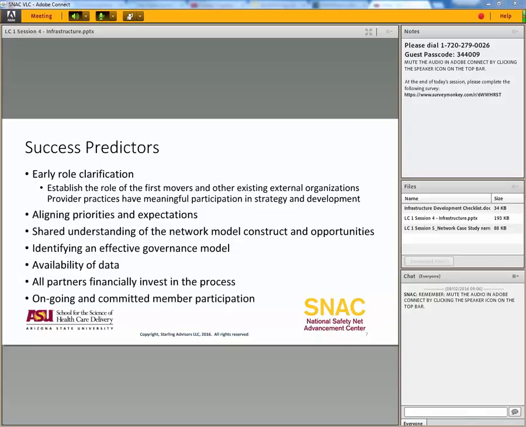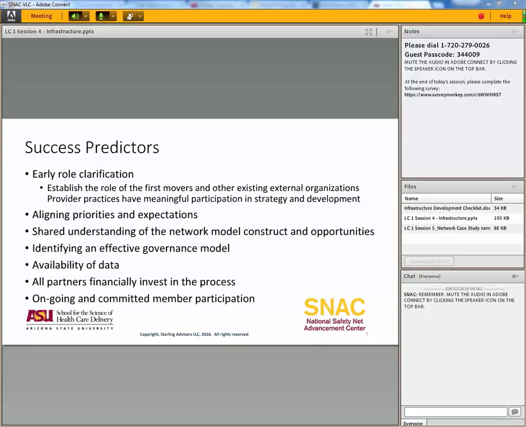A couple of things, again, really start to set the stage for today's conversation. There are a lot of things that can help be predictive of whether your network development activities are going to be successful, and I'm going to walk through each of these and give some examples. The first and very important is early role clarification. A lot of times, as we'll discuss, there's existing capability within your market or region to provide some of the very services we're going to talk about today.